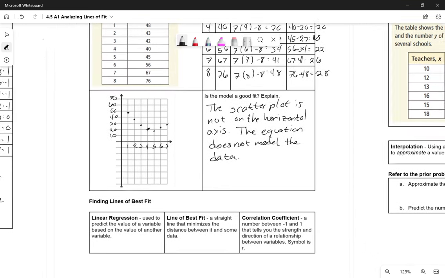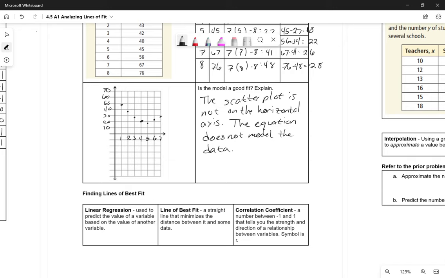So some general vocabulary: a linear regression is used to predict the value of a variable based on the value of another variable. A line of best fit is a straight line that minimizes the distance between it and some data. And a correlation coefficient, which we're really going to be using next, is a number between -1 and 1 that tells you the strength of a relationship between variables. Generally, its symbol is R.